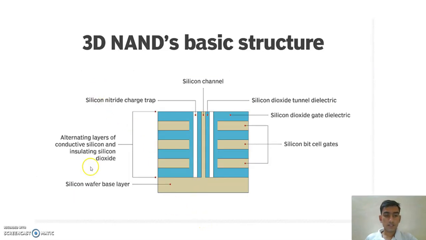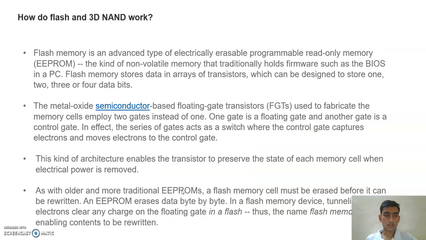So this is the basic structure of 3D NAND, which is divided into two sides, and the center line is the silicon channel, and this is the silicon dioxide tunnel dielectric, and the blue line is the silicon dioxide gate, and these gray boxes are the silicon bit cell gates. This lower one is the silicon wafer base layer. So this is the complete structure of a 3D NAND cell.